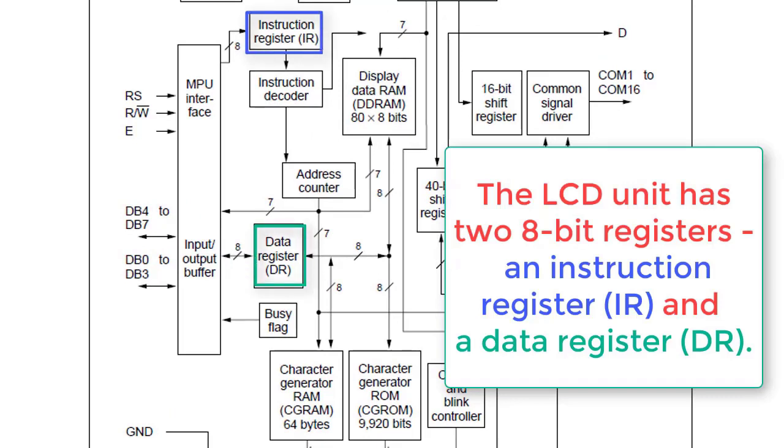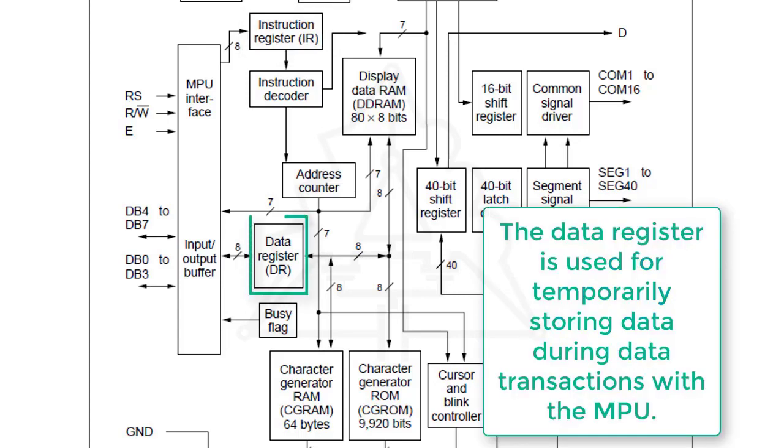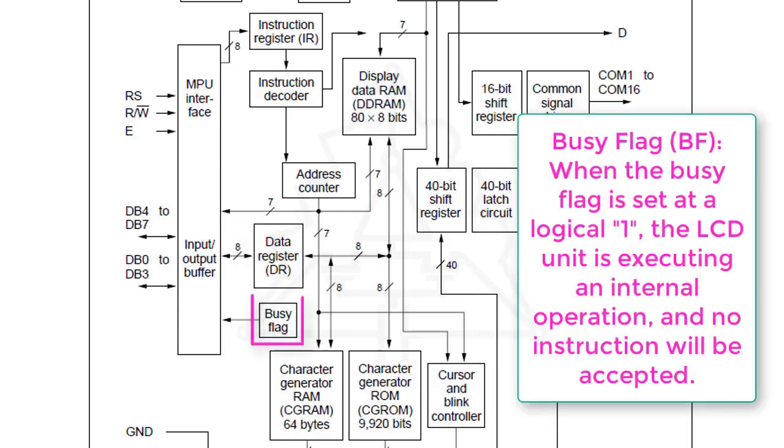The LCD unit has two 8-bit registers, an instruction register, IR, and a data register, DR. The IR stores instruction codes. The IR can only be written from the MPU. The data register is used for temporarily storing data during data transactions with the MPU. When the busy flag is set at a logical 1, the LCD unit is executing an internal operation and no instruction will be accepted.